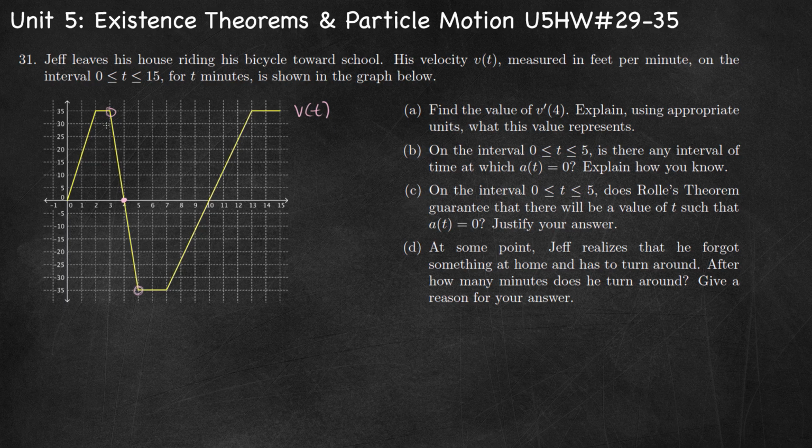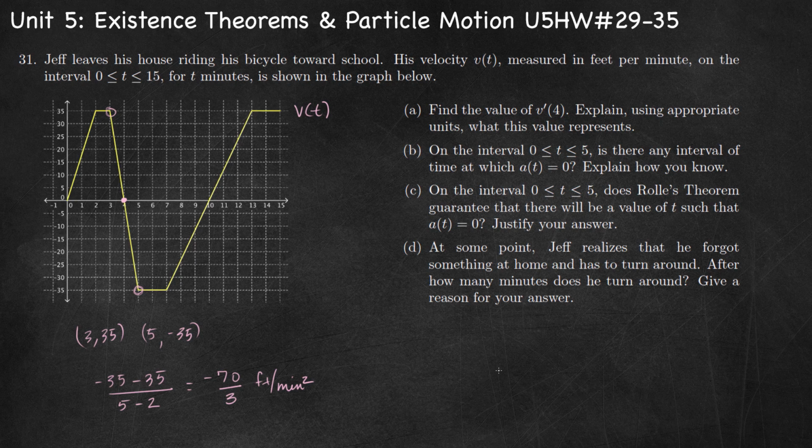So I've got the point (3, 35) and the point (5, negative 35). So the slope there would be negative 35 minus 35 over 5 minus 3, or negative 70 over 3. The units for v are feet per minute, so v prime is going to be feet per minute squared.